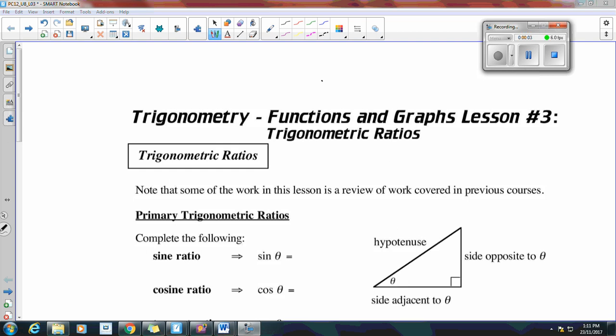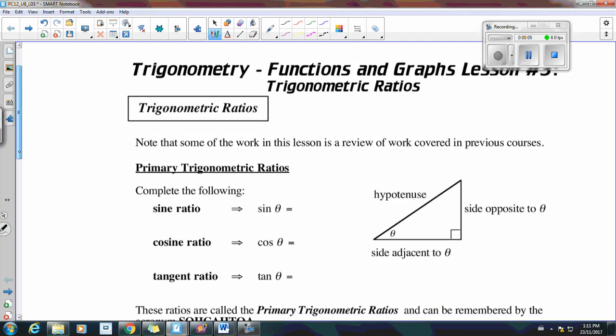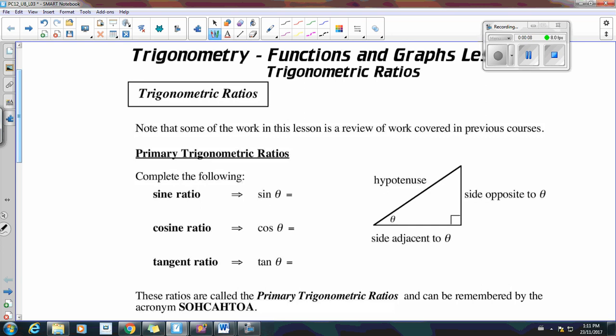Okay, so we have lesson 3, trigonometric ratios. So this is another long lesson, but it's really a review of what you would have done last year, except now we need to do everything in radians as well. So if we have a triangle here, we know we have our angle theta, sine theta.